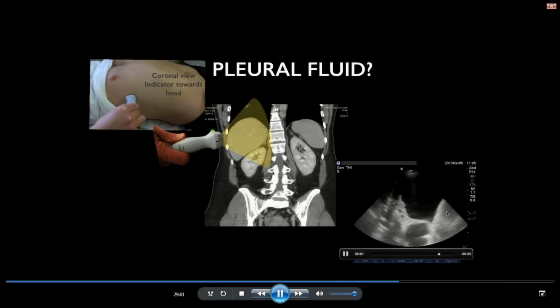Here's the diaphragm with the liver below. And what you can appreciate here is a big collection in the pleural space, which is represented by this anechoic area. What you can also appreciate here is the tongue-like white projection of the atelectatic lung into this pleural space.